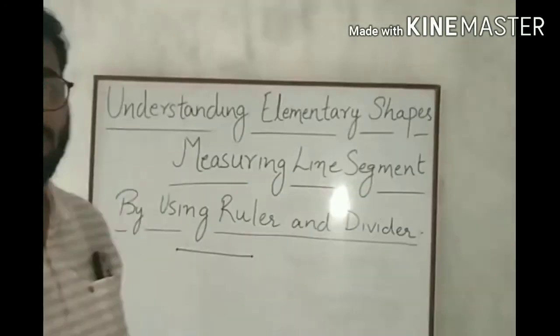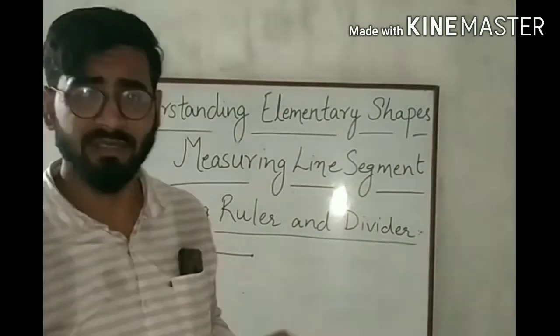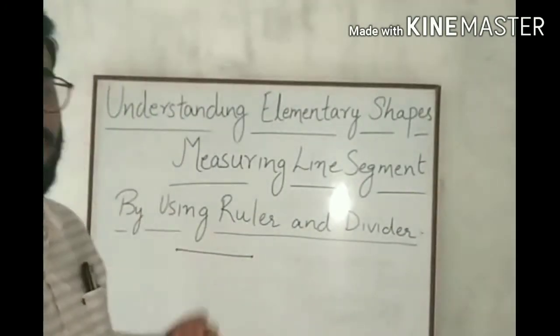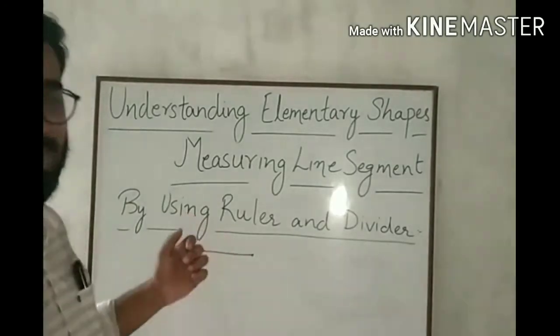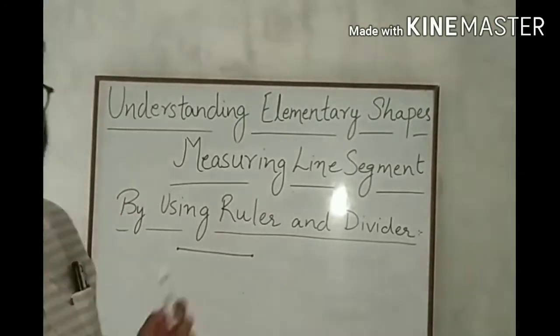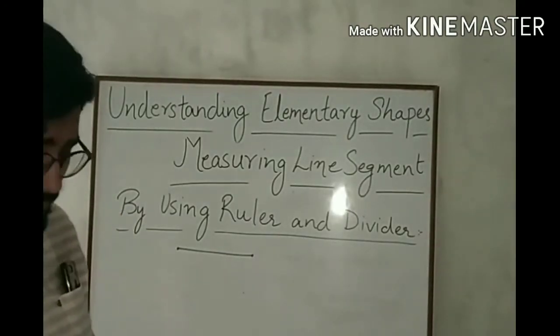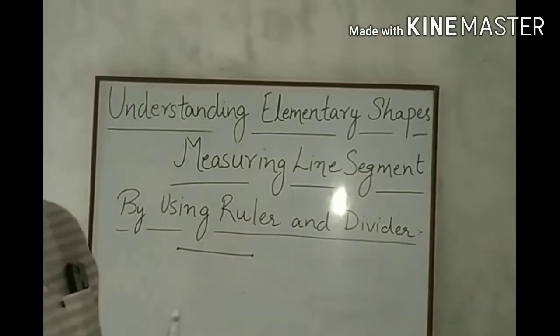What is the advantage of using this method? In the previous two methods, you can tell which line segment is bigger, but you cannot tell the actual measurement of line segment. So this is the advantage of using this method. Understand? We can tell the exact measurement of the line segment. Okay? I hope you all know how to measure line segment with ruler.